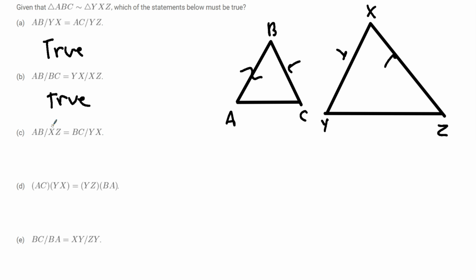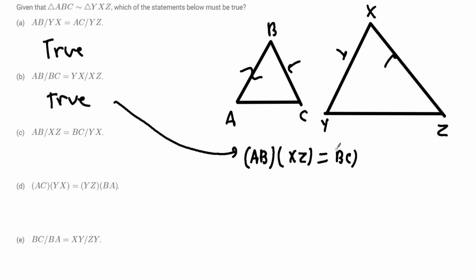Now, let's look at part C. AB over XZ. Is that equivalent to BC over YX? Well, in the last problem, part B, we discovered that if we were to multiply the proportions out, we would have something like this. AB times XZ is equivalent to BC times YX.